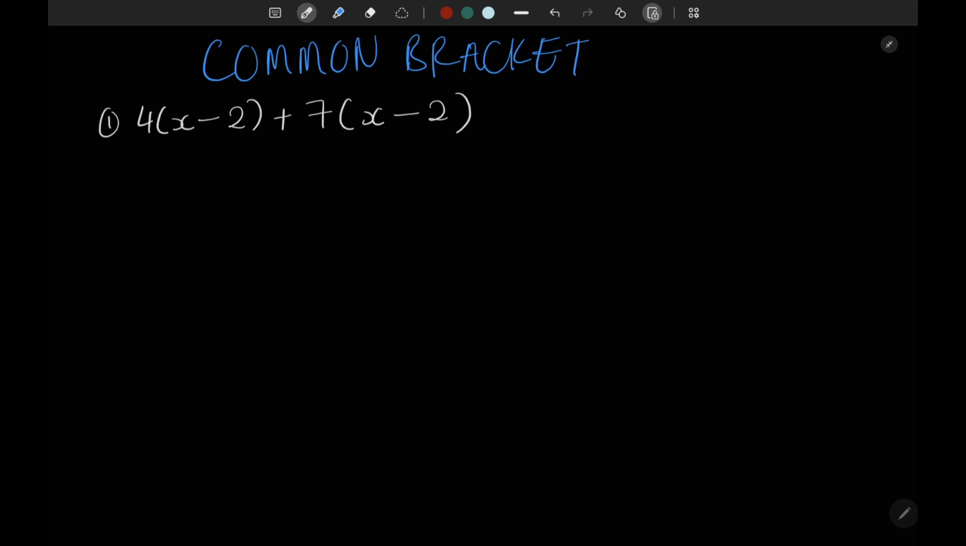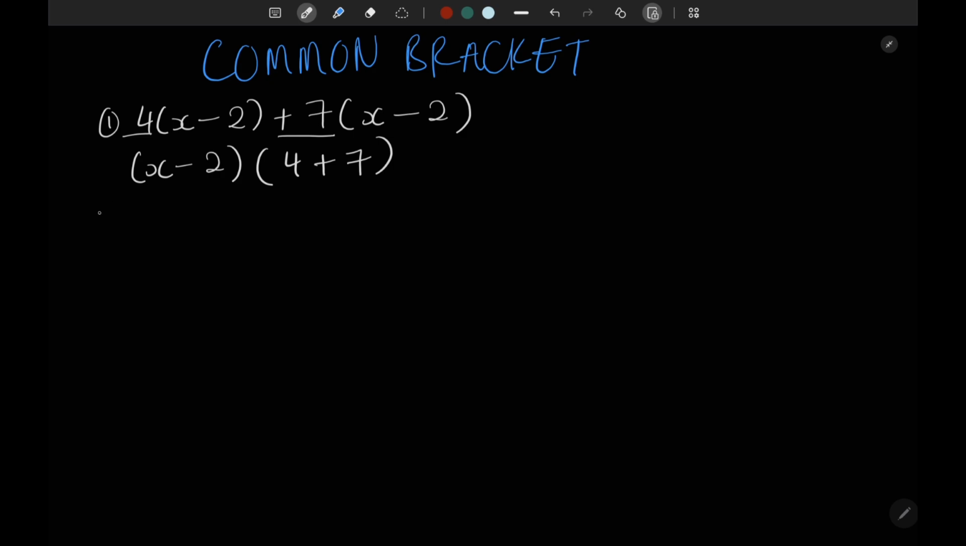The first step would be to determine a common bracket. In the first term, you have x - 2 and you have x - 2 in the second bracket. So you write that in the first bracket, x - 2. For the second bracket, you write what's outside. You have 4 here and plus 7. So 4 + 7. And you're done.